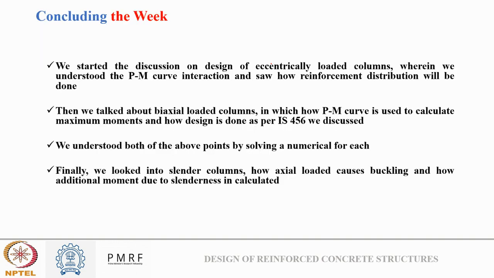Just to conclude the week, we started our discussion on design of a centrically loaded column, where we understood PM curve interaction and saw how reinforcement detailing is done. Then we talked about biaxially loaded columns, in which we saw how the PM curve is used to calculate maximum moment and how design is done as per IS 456. Then we understood both of the above points by solving a numerical for each, and finally we looked into slender columns, how axial loading causes buckling, and how additional moment due to slenderness is calculated. I hope the week's discussion is clear to everyone. Any doubts?